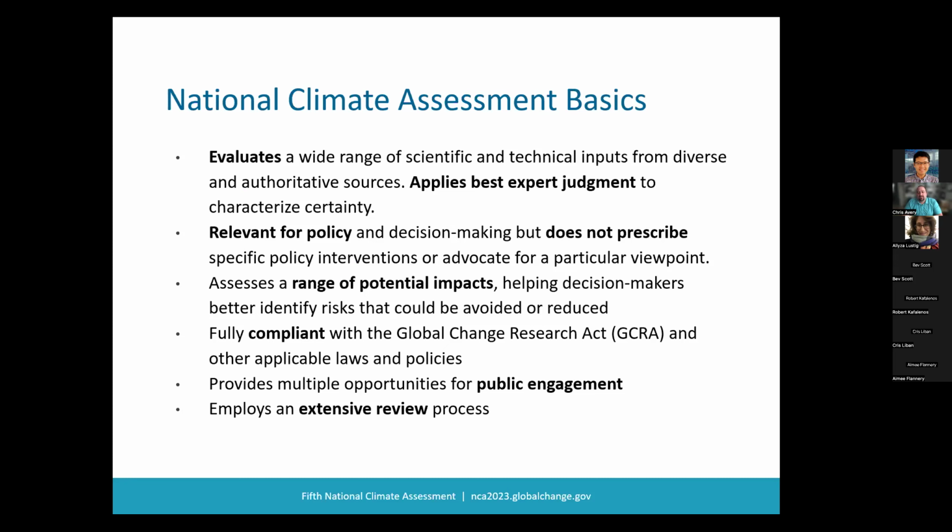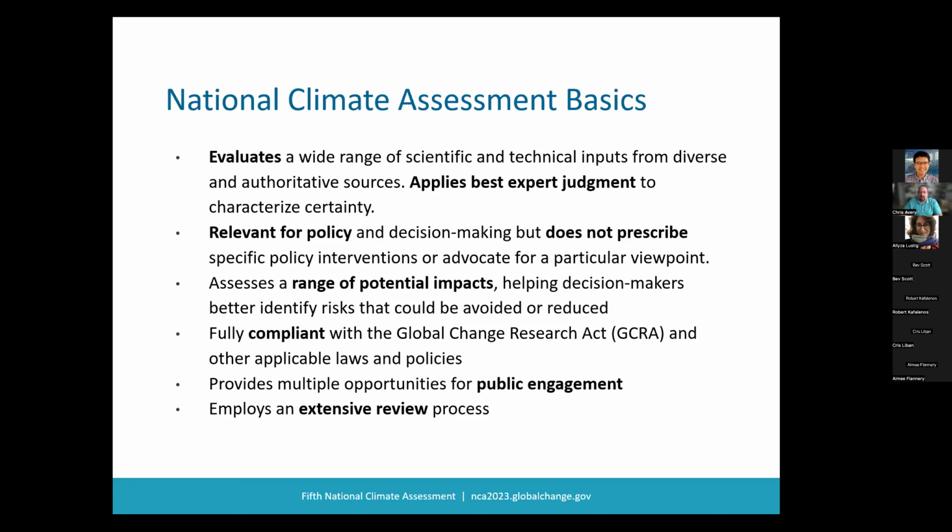NCA is designed to be policy neutral. Authors distill their findings into accessible language framed around risks to people and important resources. That said, the report is strictly not policy prescriptive and does not advocate for particular viewpoints or policy measures. The NCA uses a range of future projections to help decision makers understand the full extent of possible risks that can be avoided or reduced under different scenarios. And it leaves up to the decision maker to ultimately determine their risk threshold.